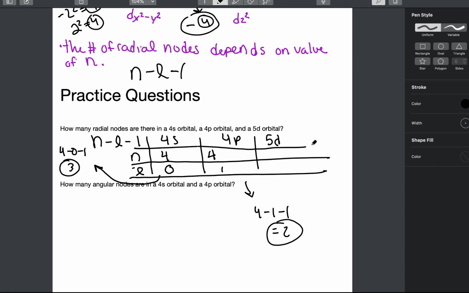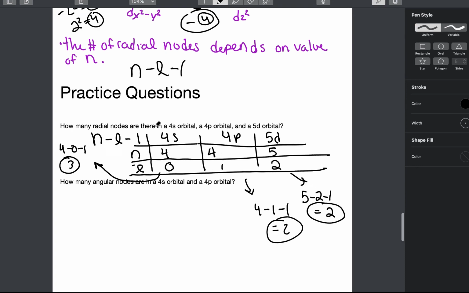And then the last one is the 5d orbital. So our n value is equal to 5, and d has an l value equal to 2. So therefore, using our equation, we have 5 minus 2 minus 1, which is equal to 2 radial nodes as well. And that is the answer for the first question.